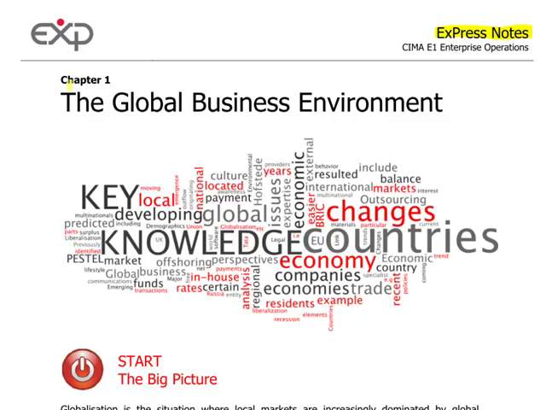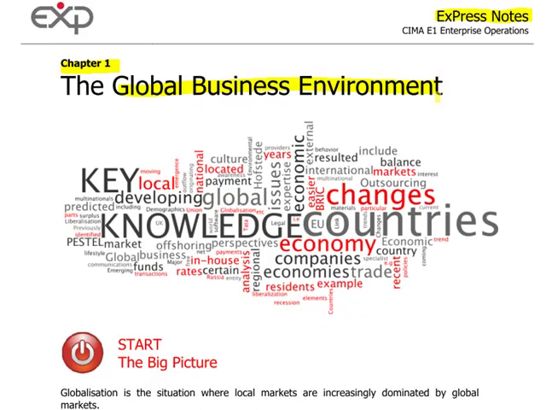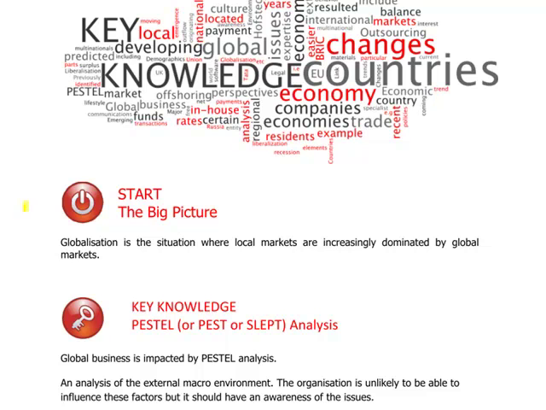Okay, let's have a quick look now at Chapter 1. Now, Chapter 1 is all about the global business environment. If we go down to the big picture, what do we mean by globalization? The text here refers to globalization as the situation where local markets are increasingly dominated by global markets. So what does this mean?